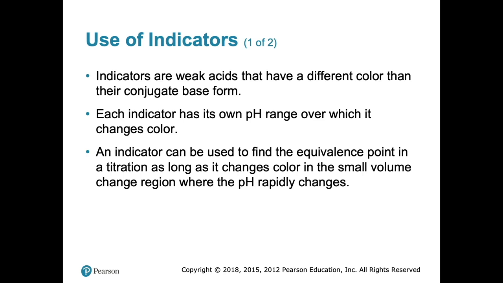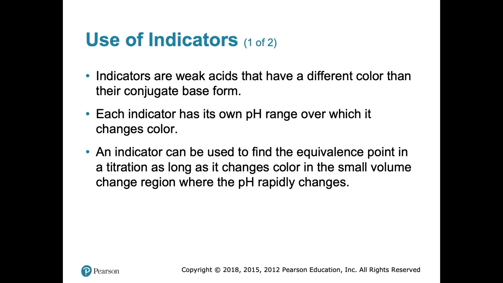But what exactly are indicators? Indicators are actually weak acids that have a different color from their conjugate base form, right? For example, for phenolphthalein, its conjugate base is pink, and that's why it turns pink when most of it becomes basic, right? So that's pretty cool that you can actually lose a proton. You can begin clear, but then you lose a proton, and what happens? You turn pink. It's kind of neat, right?